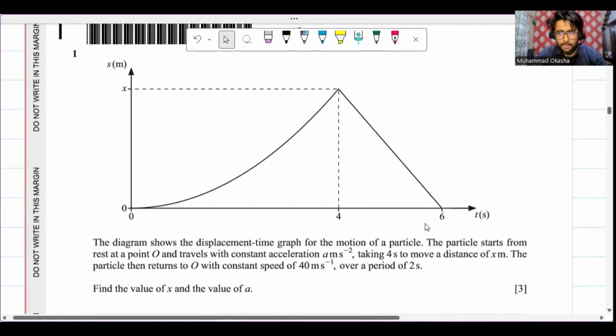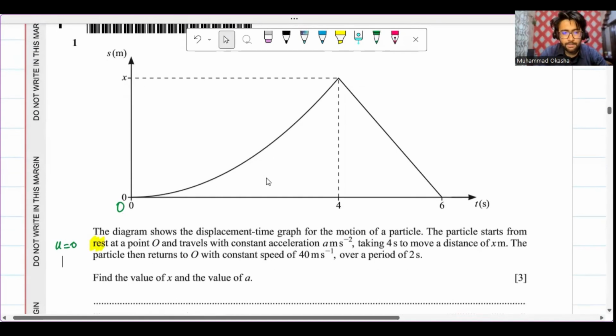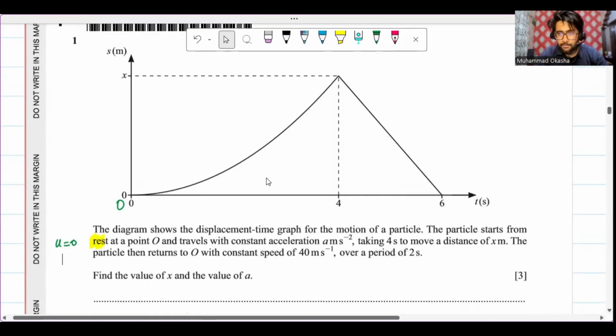Question number one. The diagram shows a displacement time graph for the motion of a particle. The particle starts from rest at a point O. So let's say this is point O. The particle starts from rest. These keywords are really important. When it says the particle starts from rest, you can instantly tell that u, the initial velocity, is equal to 0, and it travels with constant acceleration of a meters per second squared, taking 4 seconds.